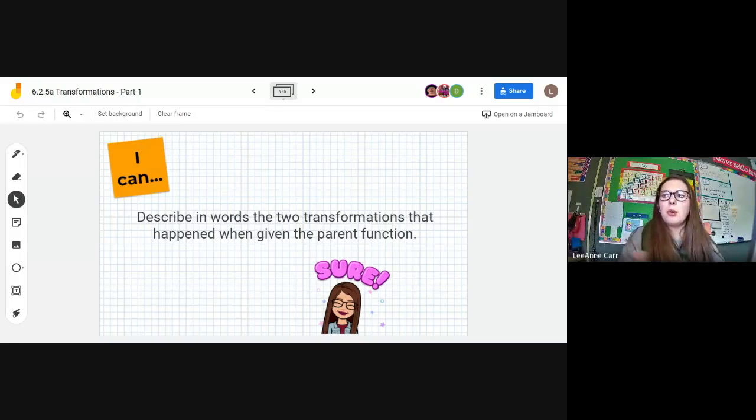So we are going to look at multiple transformations. Today we're starting with just the basics. So we're going to start with one type of transformation that we could see. And the way that this happens is we adjust parent function equations.